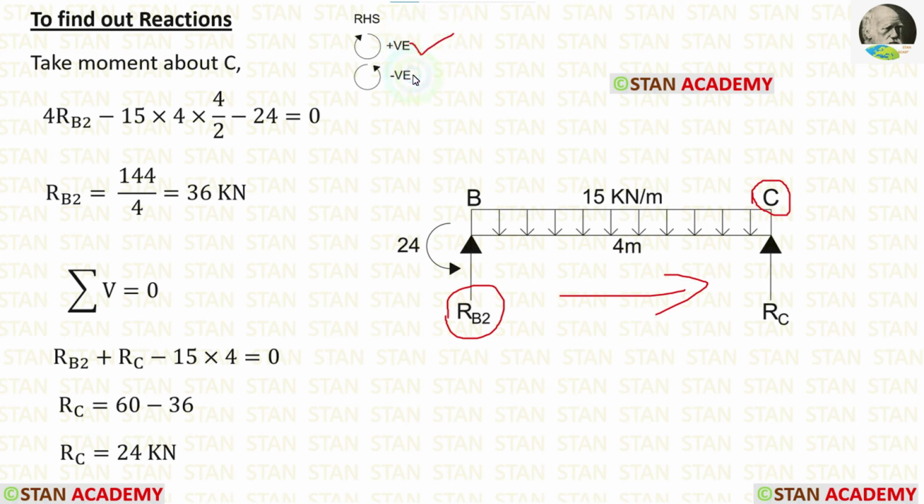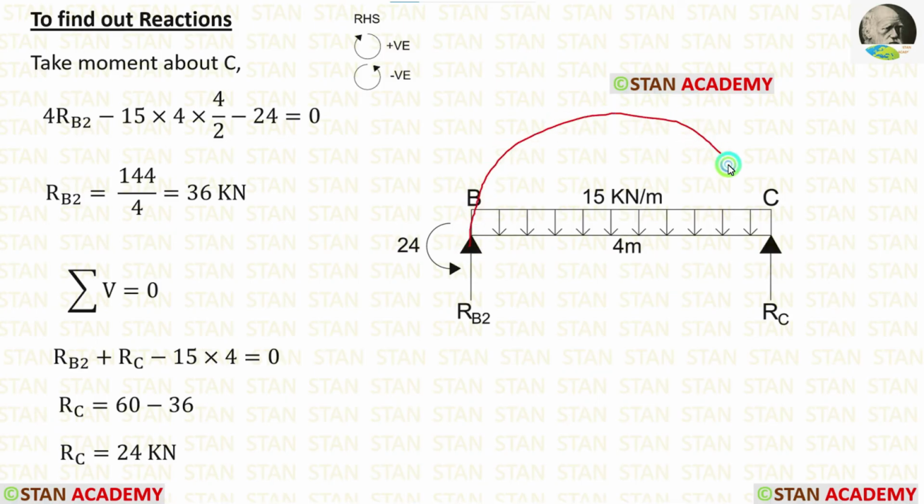Clockwise will be positive, anticlockwise will be negative. RB2 is acting towards the point C in the clockwise direction. So it is positive and the distance is 4 meter. So 4 RB2. The UDL is acting towards the point C in the anticlockwise direction. So it will be negative.